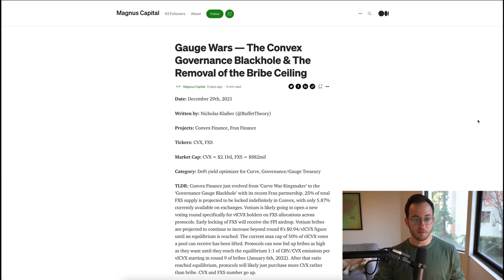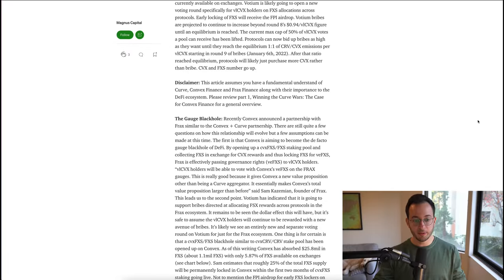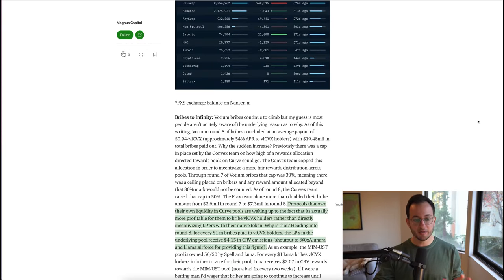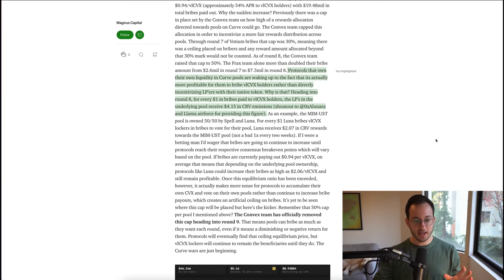Well, I found this great article, which I will share with you all in the link below, and I highlighted one very important part, which is that currently, if a protocol pays $1 in bribes to CVX holders, that underlying pool receives $4.50 in Curve emissions. What that essentially means is that each dollar that a project pays out to incentivize Convex holders to vote for their pool, they're getting about $3.15 in Curve emissions for doing so. So it's a profitable activity for different DAOs and projects.